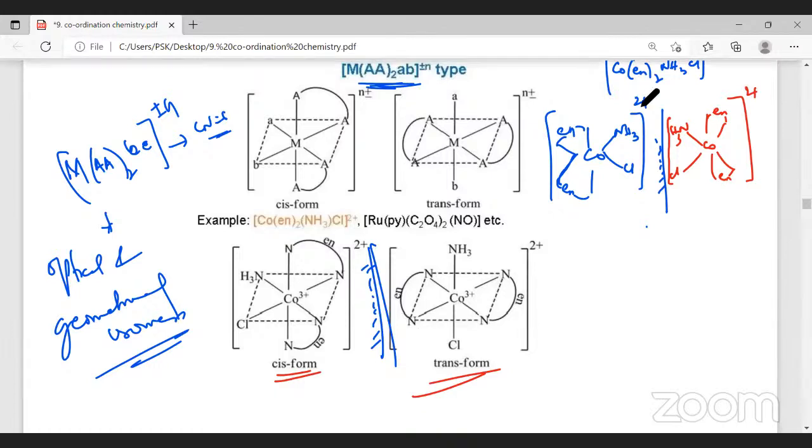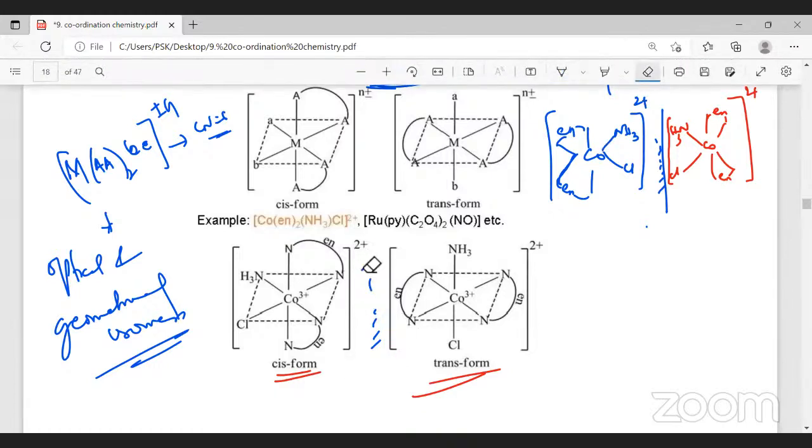But sorry, not this. This is not the mirror image. So you can see this is not the mirror image. They have a different arrangement. So en is close to each other, cis. En is on the opposite side of the metal, therefore it is what? Trans. Followed?